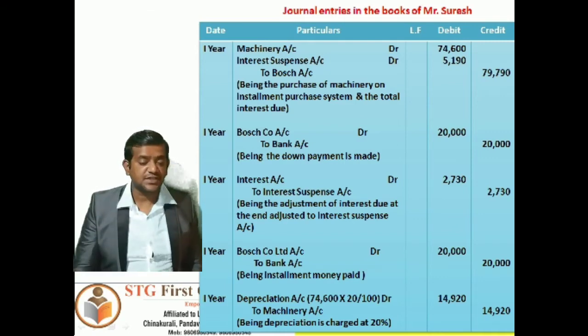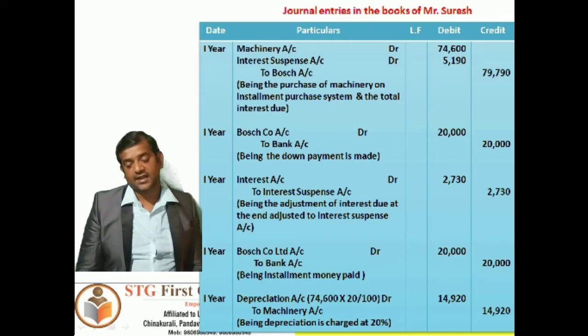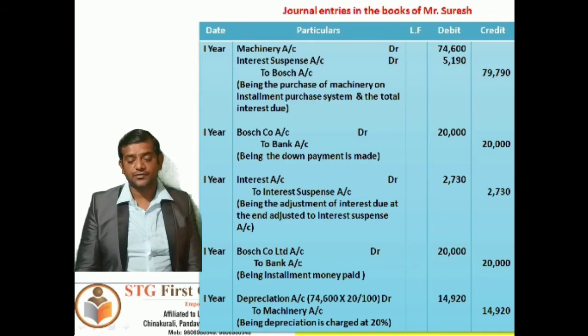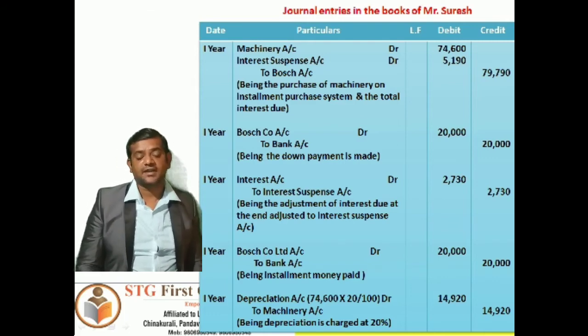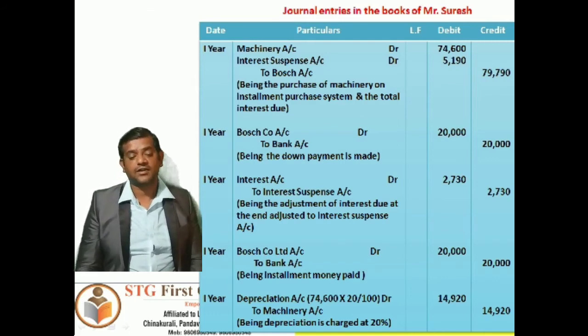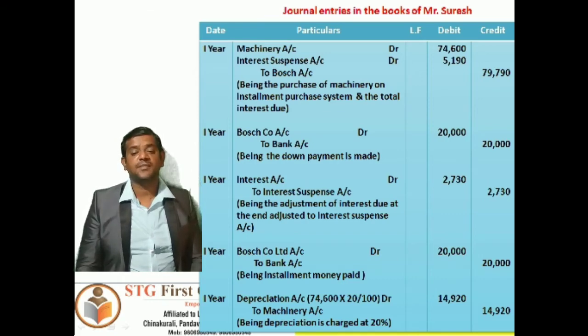Next, first year: Bosch Company Limited account debtor to bank account, 20,000, being the first installment money paid. This 20,000 includes interest also. So that is why a direct entry: Bosch Company Limited account debtor to bank account, 20,000, being installment money paid.